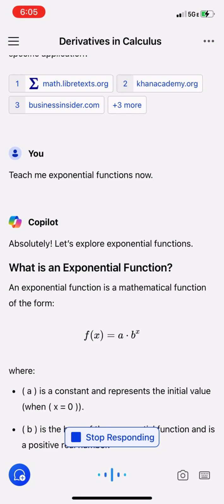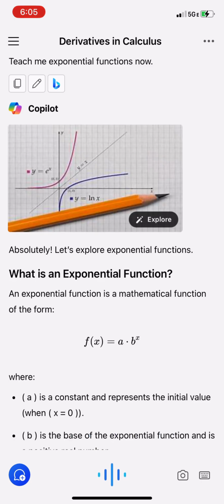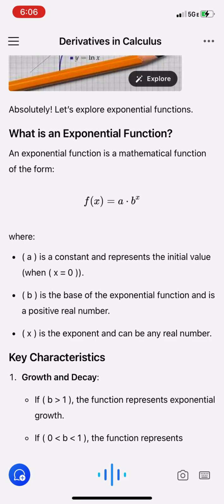Absolutely. Let's explore exponential functions. What is an exponential function? An exponential function is a mathematical function of the form f(x) equals a times b to the power of x, where a is a constant and represents the initial value when x equals 0. b is the base of the exponential function and is a positive real number. x is the exponent and can be any real number.